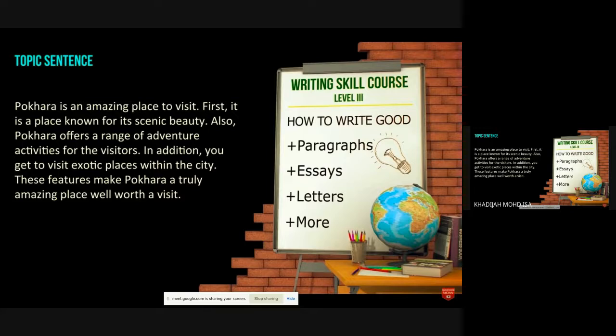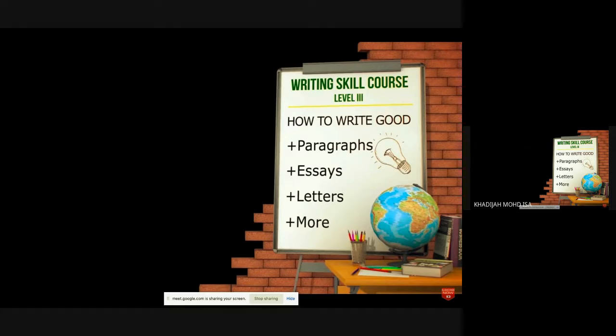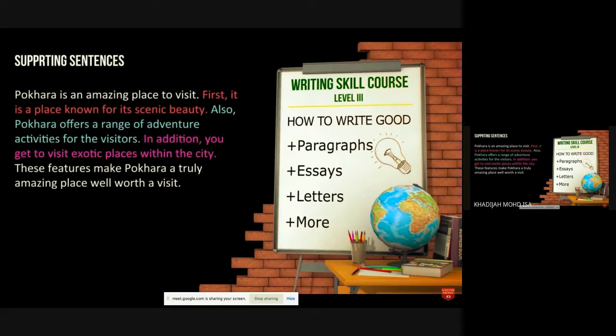In this paragraph, there are 3 supporting sentences. Let's look at each of them. First, it is a place known for its scenic beauty. Also, Pokhara offers a range of adventure activities for the visitors. In addition, you get to visit exotic places within the city. As you can see, all of these 3 supporting sentences support the topic sentence, Pokhara is an amazing place to visit.